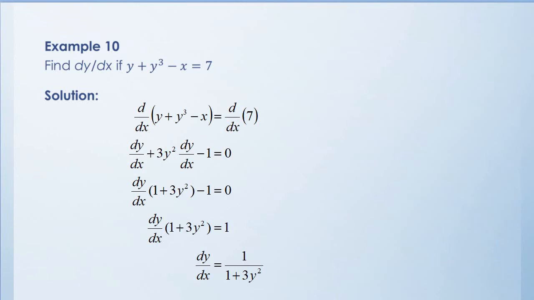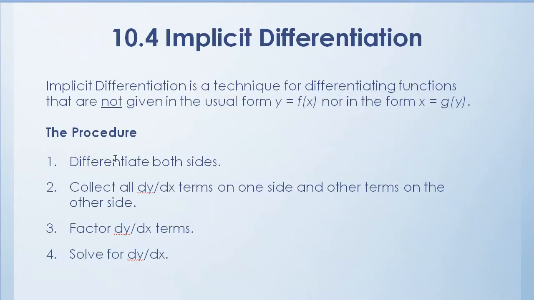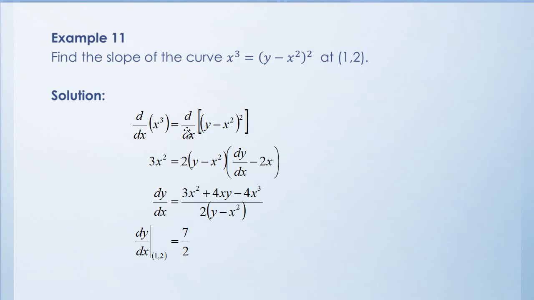Okay. And next, let's look at another example. Find the slope of the curve x power 3 equal to (y minus x squared) power 2. Again, the y does not appear only one time, because after we square it, we will have y and y squared. So this is not the usual form, and we have to follow these 4 steps again. Differentiate both sides, collect all the dy/dx on one side and the rest on the other side, factor it and solve it. So differentiate both sides.